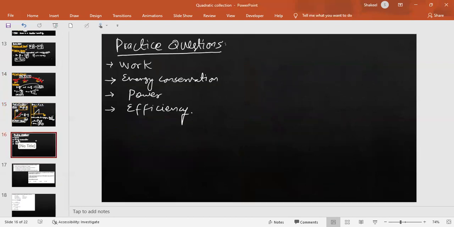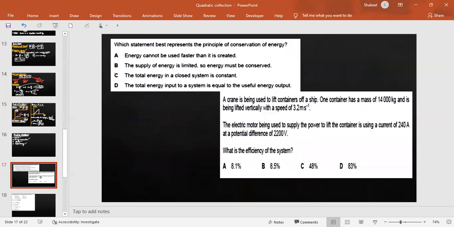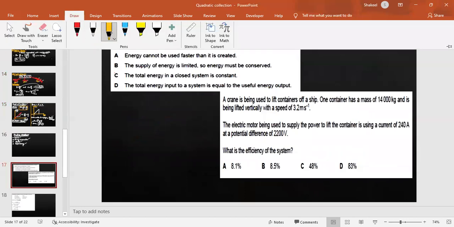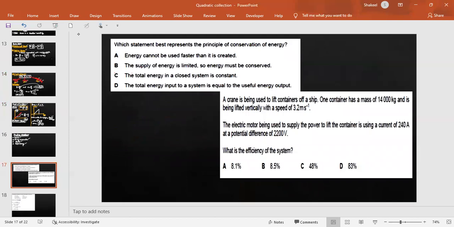So let's look at some past paper questions for work, energy conservation, power, and efficiency. Well, the first ones are a few MCQs. The first one is related to the principle of conservation of energy, which asks which statement best represents it. Well, let's see. It's about the definition. Energy cannot be used faster than it is created. No. The supply of energy is limited, so energy must be conserved. No. The total energy in a closed system is constant. Yes. In a closed system, energy is changing its form within the same system.